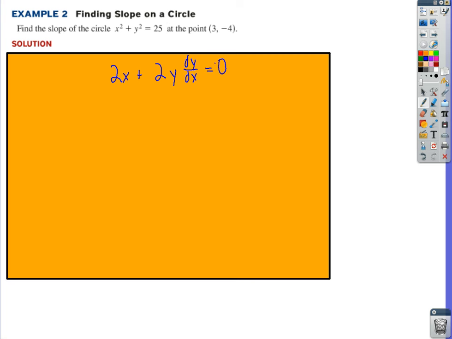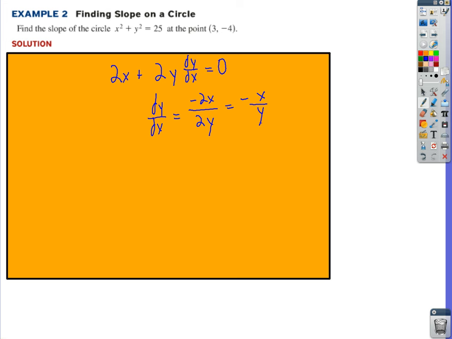And now I want to solve for dy dx. And the quick little algebra there, dy dx. Okay, subtract the 2x, divide by 2y, you get negative 2x over 2y, which is just equal to negative x over y.